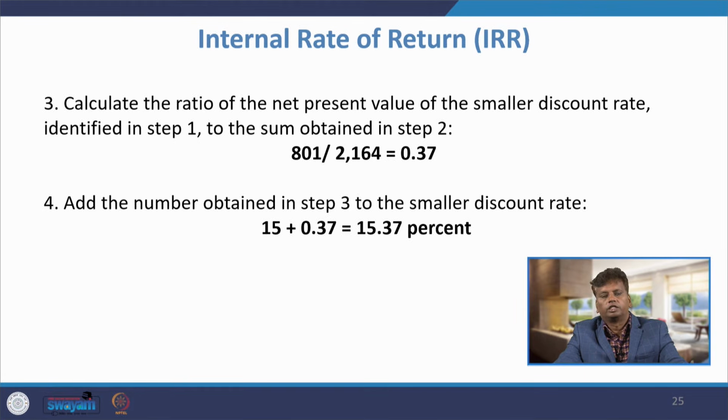See, the smaller discount rate's NPV is 801 upon the sum 2164. When you simplify, we are getting 0.37. So, add the number obtained in step 3 to the smallest discount rate, that is 15%, plus 0.37. So, the refined value is 15.37.